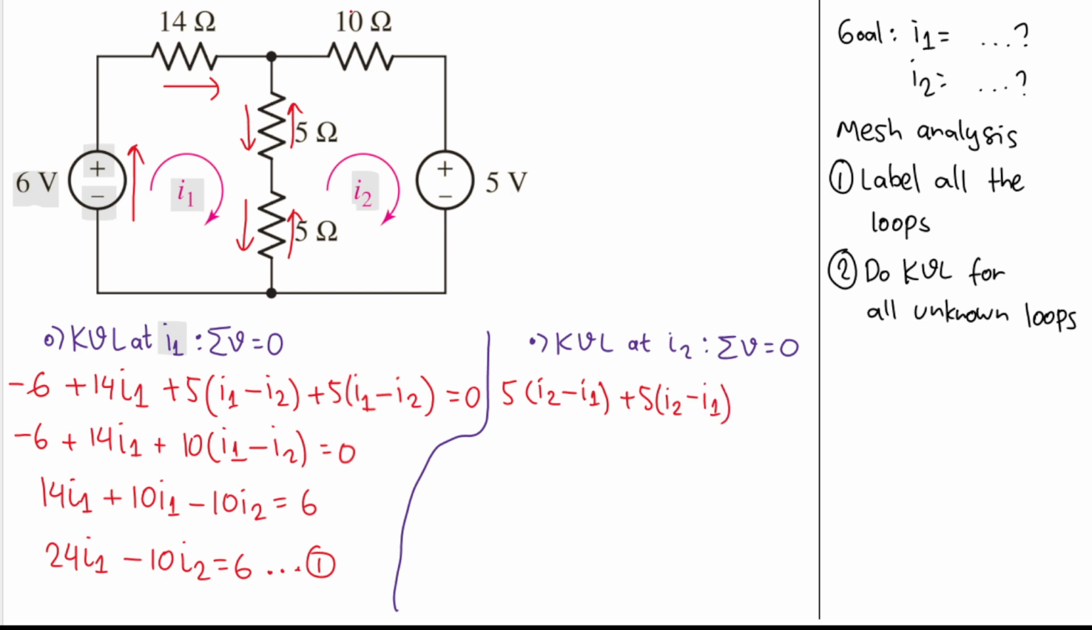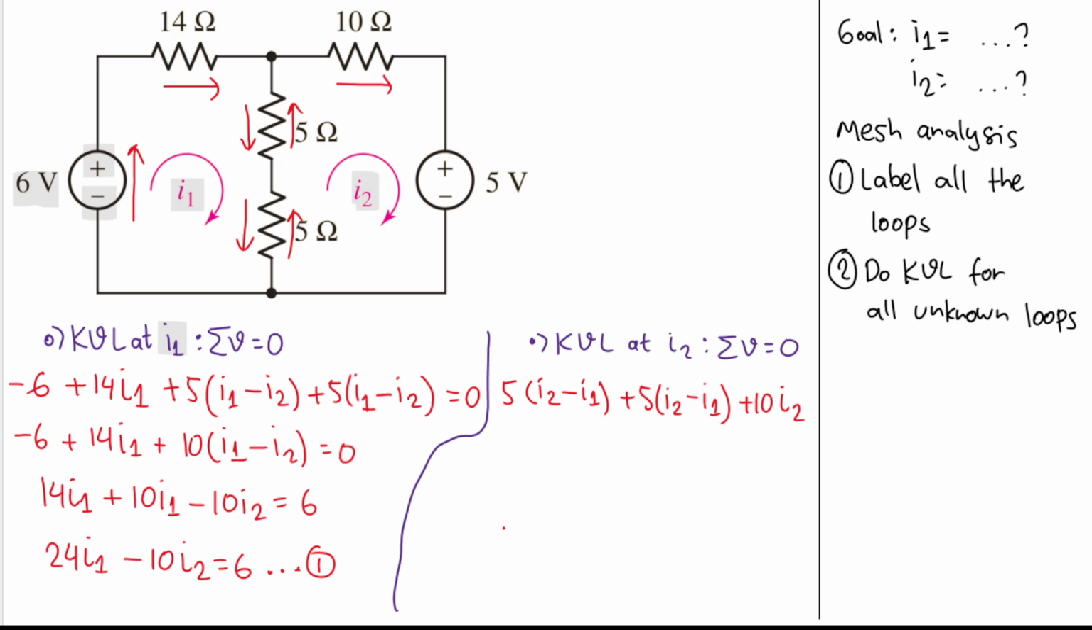Good. Now let's move on to this component here. The current looks like this. It's going to the right, because the loop is clockwise. So we'll have plus 10. And then the only current that passes through it is I2, so I will have I2.